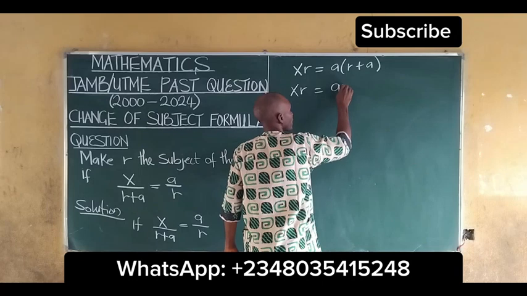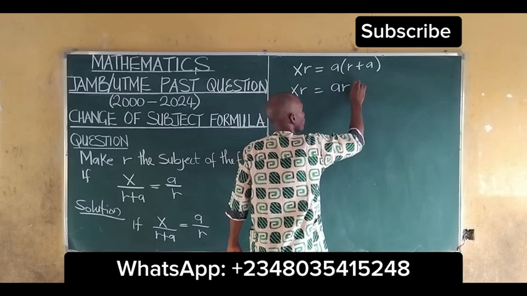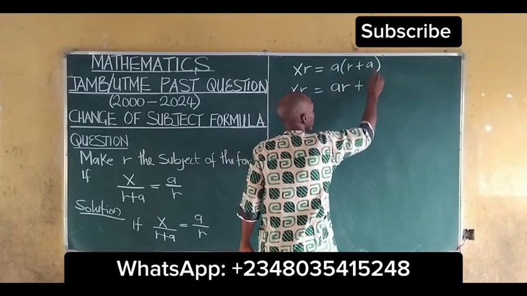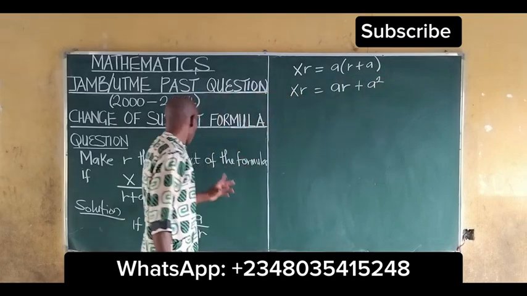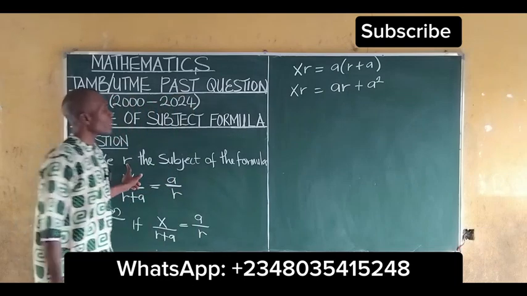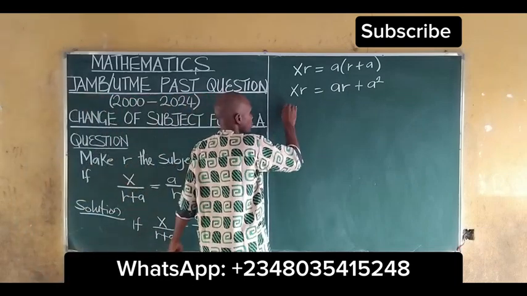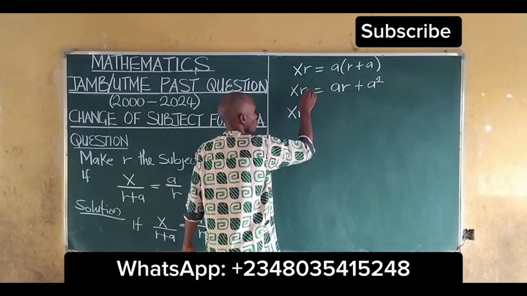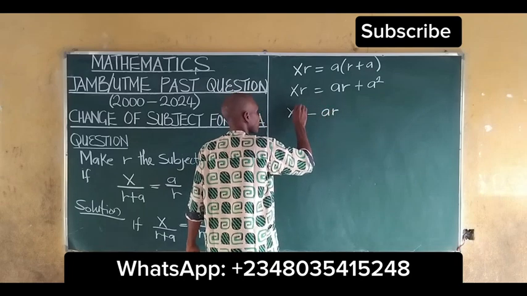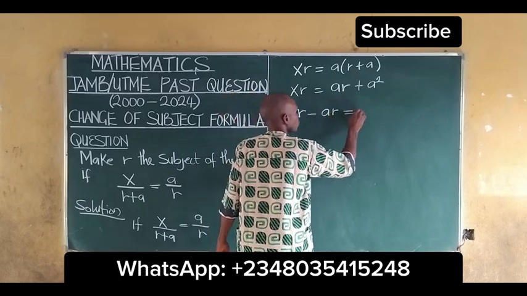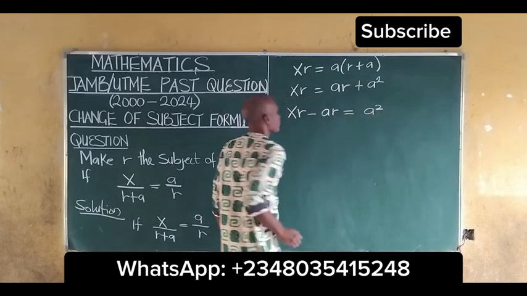So we open the bracket, it will now be a multiplied by r plus a multiplied by a to give a squared. Now we are asked to make r the subject of the formula. So what we need to do is to collect like terms. So this will come over here to give us xr minus ar, which is equal to a squared.